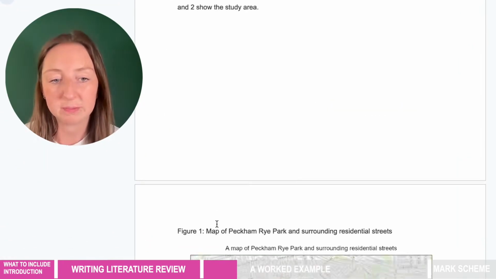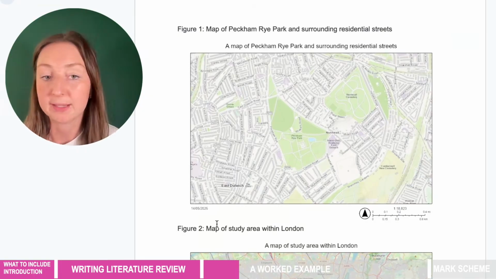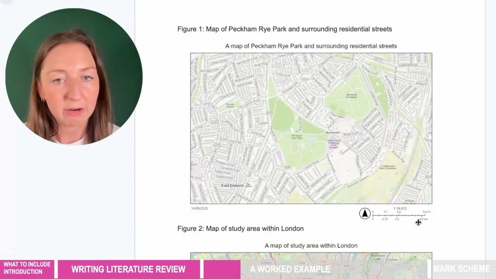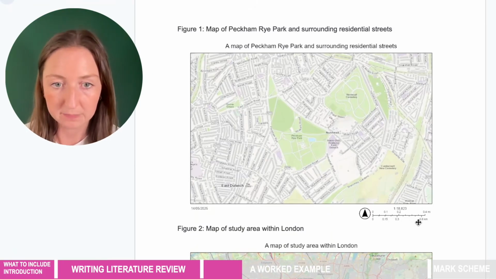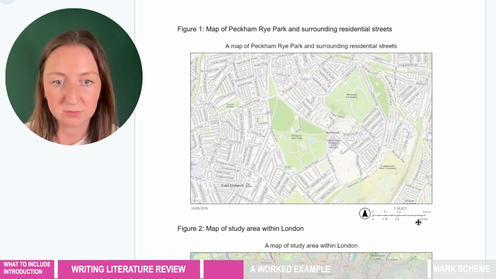So next I have maps that show my study area. So here, and I've clearly labelled them figure 1 and figure 2, an appropriate map and at an appropriate scale. I have got my scale down here and a north arrow. Now ArcGIS can put these on automatically when you print them. You print them as a PNG. I'll show you how to do that with my ArcGIS videos.